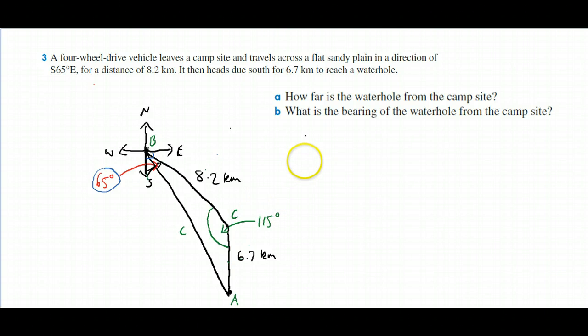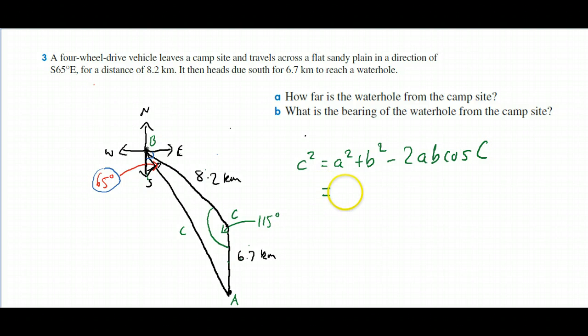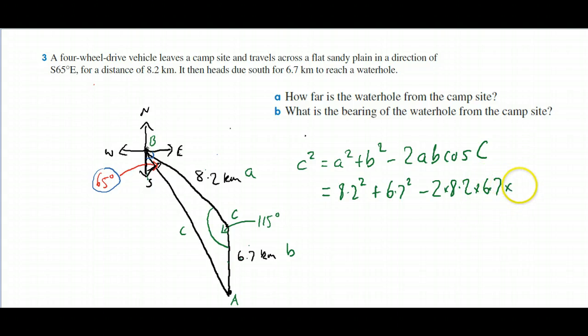So to work out side C, the cosine rule is C squared equals A squared plus B squared minus 2AB cos of angle C. So let's plug our values in. Side A is going to be this side over here, and this is side B here. So 8.2 kilometers squared plus 6.7 kilometers squared minus 2 times 8.2 times 6.7 times cos of our angle, which is 115 degrees. Let's put that into a calculator.